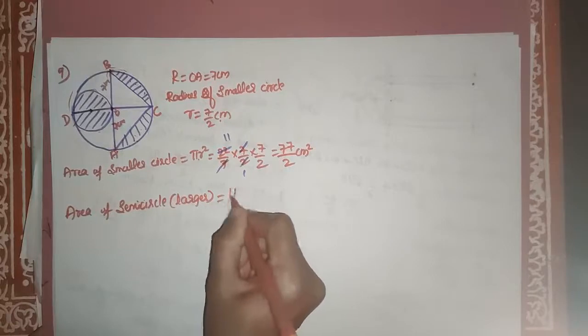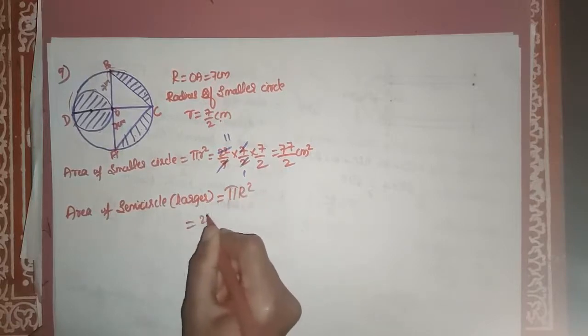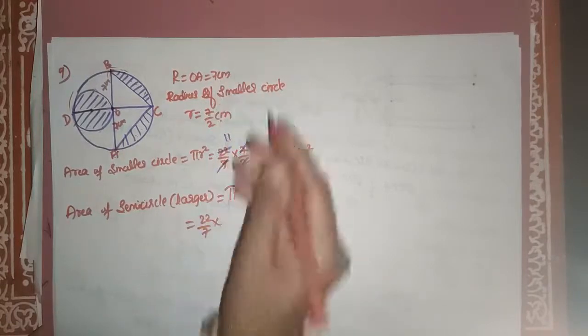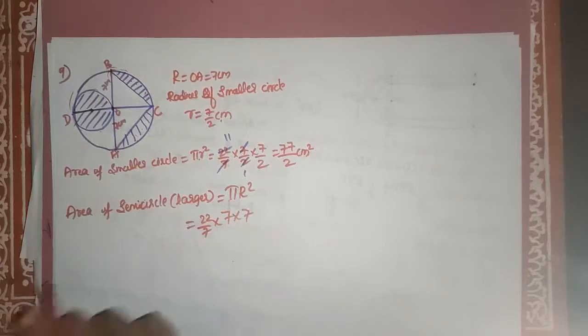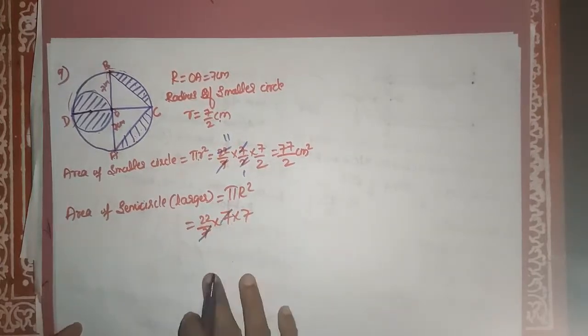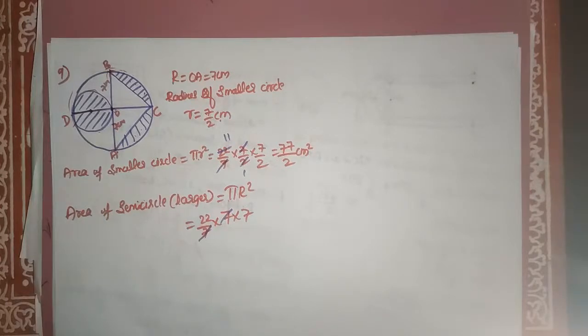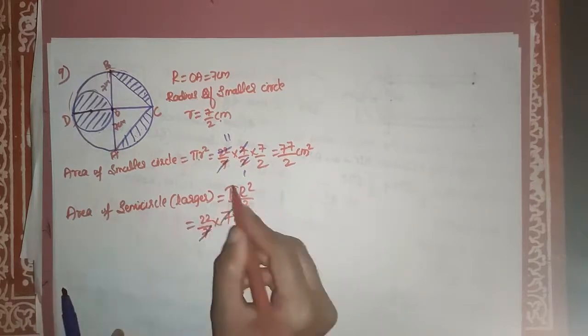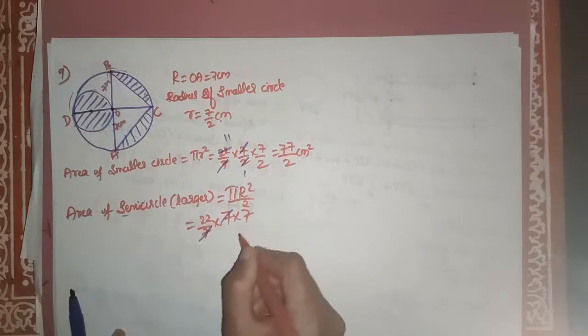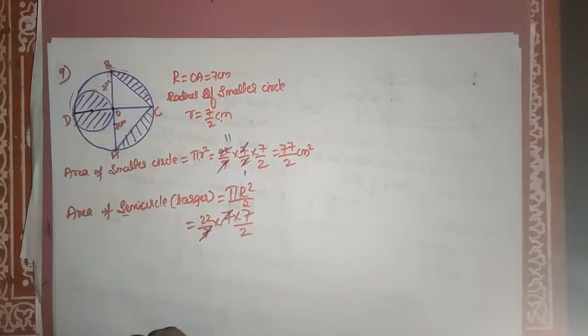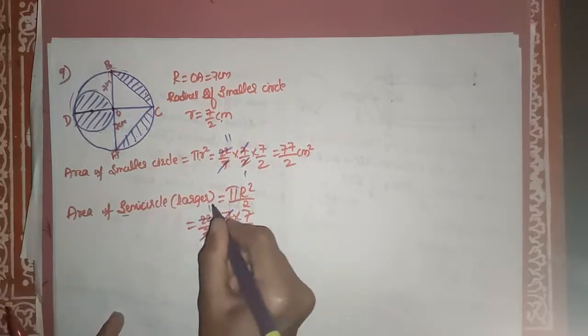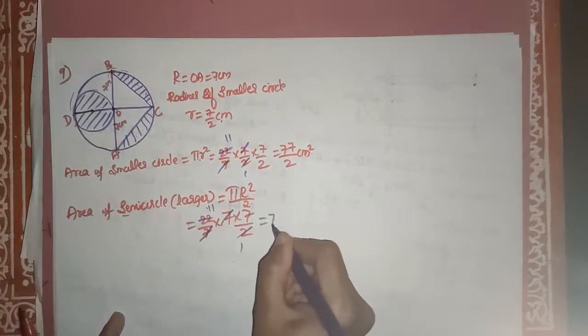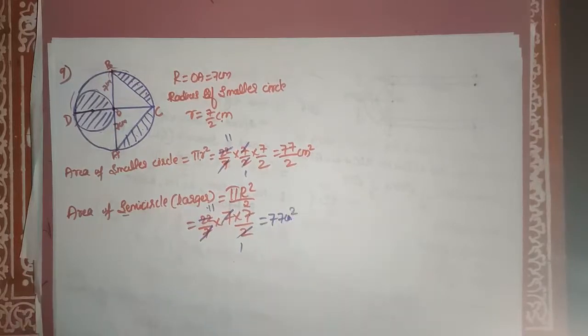So this is pi r square. Okay, so pi is 22 by 7. So r square is here 7 into 7. So this 7, 7 get cancelled. Area of semicircle means we need to divide again by 2, because area of circle is pi r square, semicircle means half. Again I divide by 2 here. Okay, so this is now 2 1s are 2, 2 11s are 22, 11 7s are 77 centimeter square. Okay, this is the area of the semicircle.